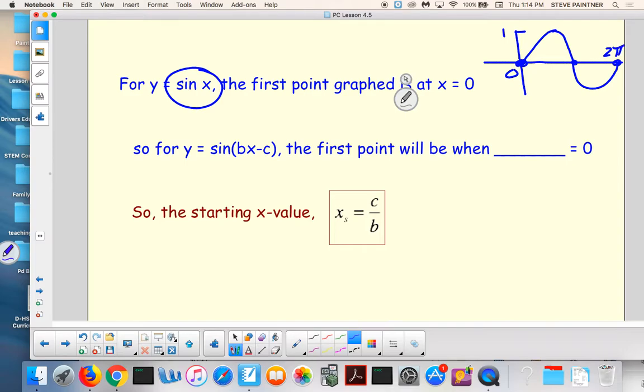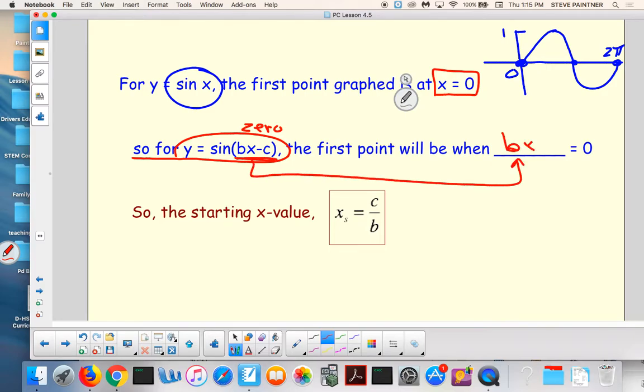Okay? Now, watch this. Because I don't know if I did this with you. And maybe I did. So if you get a messy one like this, sine of bx minus c, the first point will be when, and you got to think of it like this. We know we plug 0 radians in because it's easy. It's so easy. The unit circle says it's 0 over 1. So we want this number in here to be what? 0. So the question is, when's it going to be 0? The first point will be when this equals 0. And you solve it and you get that.